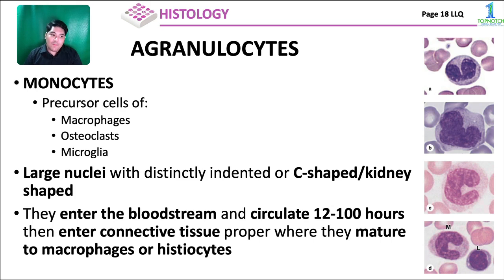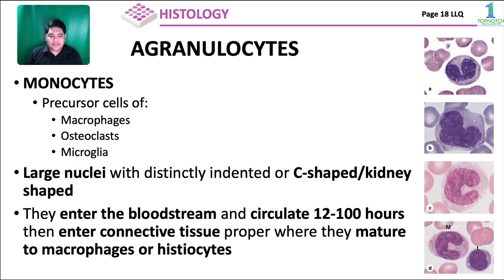And then we have our monocyte. Our monocyte, my goodness, very famous. We've been discussing it earlier. It is the precursor of macrophage, osteoclast, and microglia. Let's discuss it. It has a large nucleus. Buzzword: it has a C-shaped or kidney-shaped nucleus. C-shape, kidney-shaped, that's a monocyte.